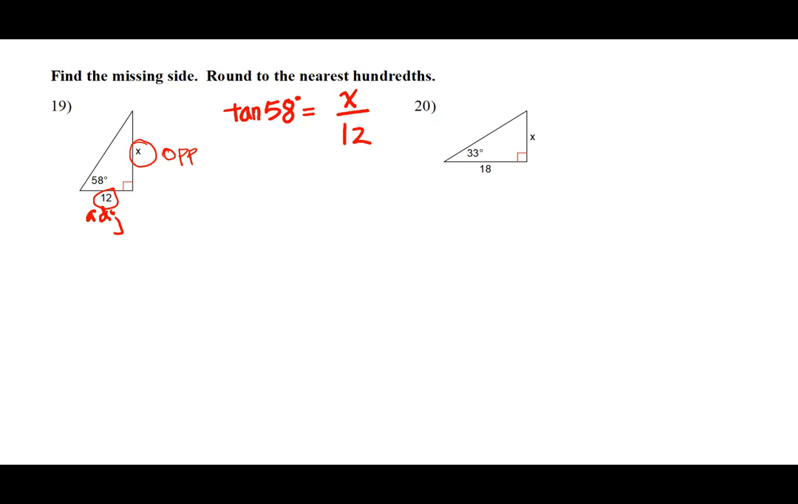So this kind of goes back to the first example. Get rid of the fraction, times the 12, and the 12 cancels out. Get 12 times tangent of 58 equals x. Type it into a calculator, and 19.20401. Round it to the hundredths place, so two numbers after the decimal point means 19.20. So the next number was 4, so we don't need to round up to 21, just keep it as 20.